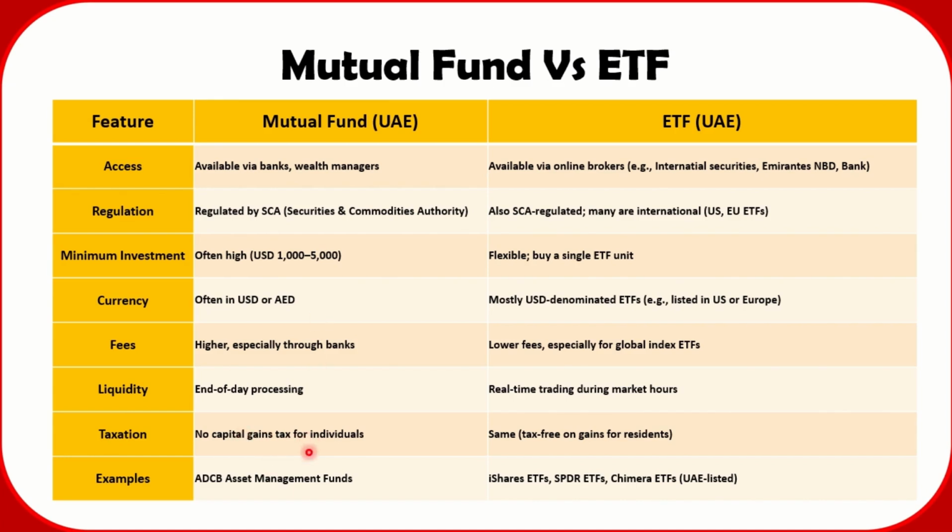For example, for mutual funds, ADCB Asset Management funds are available. Many funds are available. I listed them in the following presentation. You can look at what the names were. And in terms of ETFs, iShares ETF, SPDR, these are all the names. Chimera ETFs as well as Souk. Such kinds of things are available on the DFM. So these are all the major differences between mutual funds as well as ETFs in the UAE.